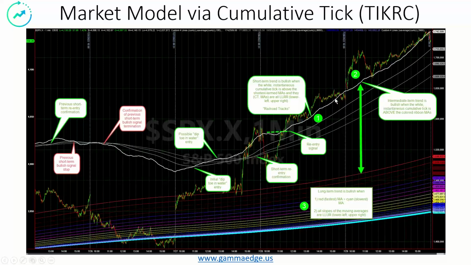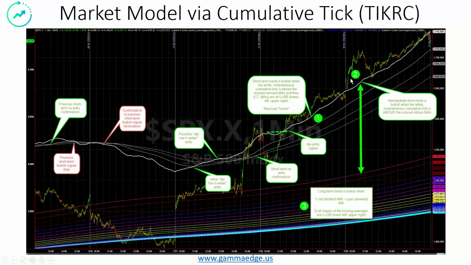Circle 2 here transitions us into an intermediate term trend. And this is actually a fairly simple thing to look at. All we're looking for here is that as this persists, it's going to move across what we call the ribbon. And the ribbon is a series of longer term moving averages. And all we're looking for is that the fastest moving, not delayed, cumulative tick is actually above that. And so circle 2, the test for that is simply, am I above the ribbon? If the answer to that is yes, you're in a bullish stance. And if the answer to that is no, you're in a bearish stance.